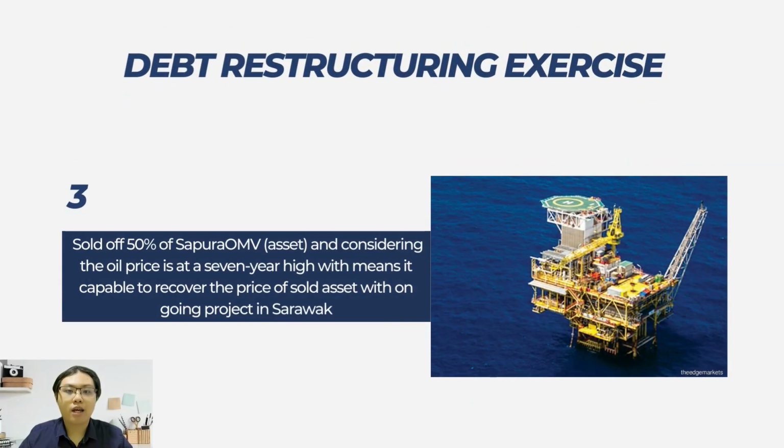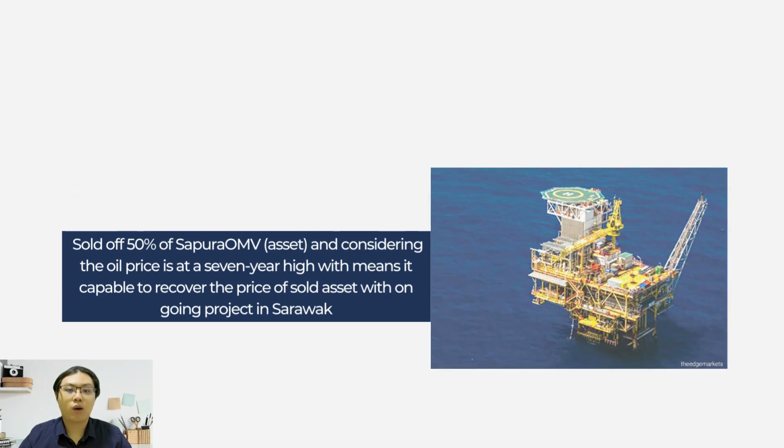Lastly, Sapura Energy has sold off 50% of their Sapura OMV, which is their asset, to Australia OMV for $890 million, which is around 3.73 billion ringgit, considering that the oil price is at a 7-year high, and it is capable of recovering the price of the sold asset with the ongoing project in Sarawak.